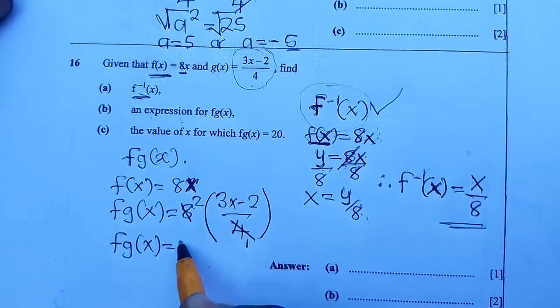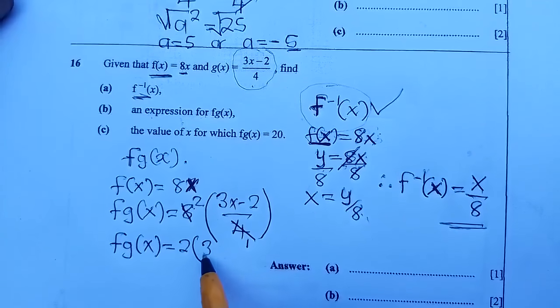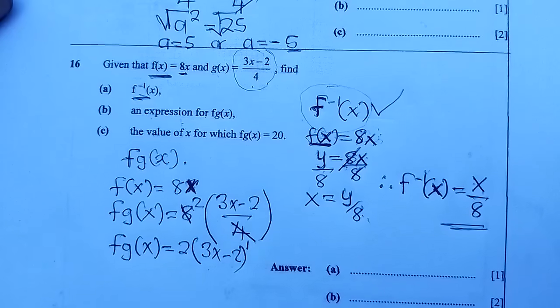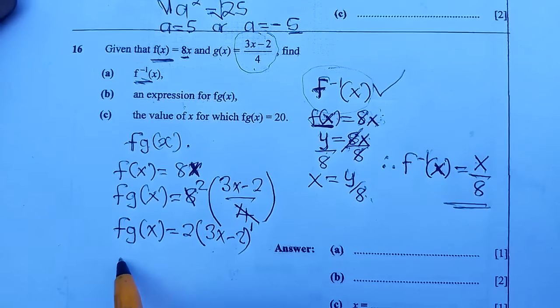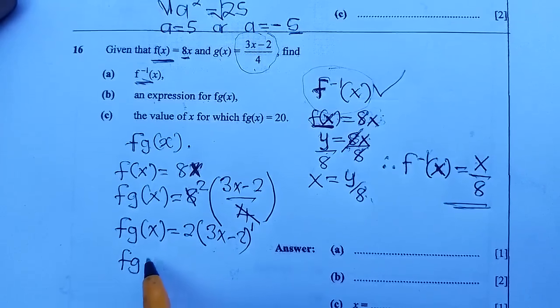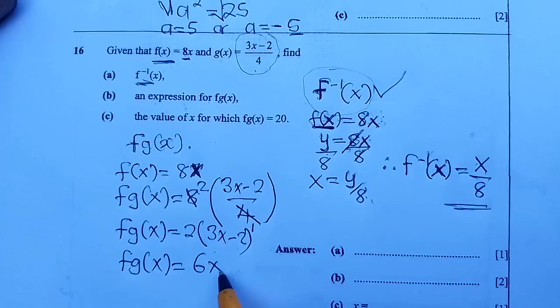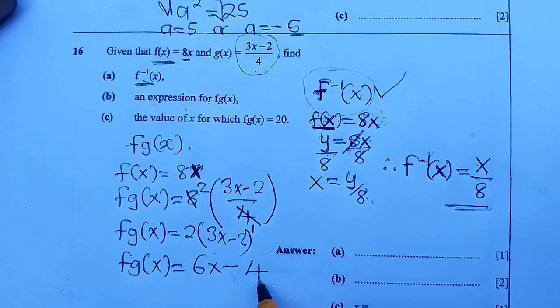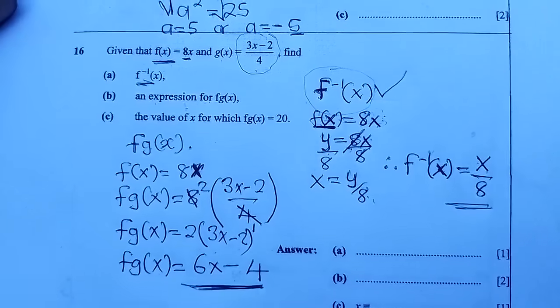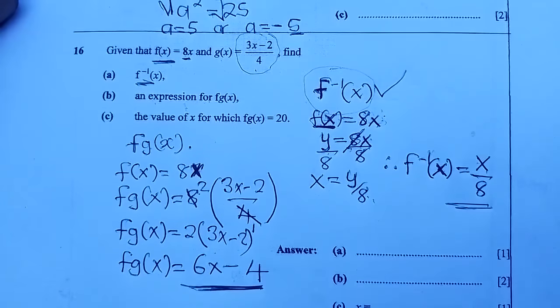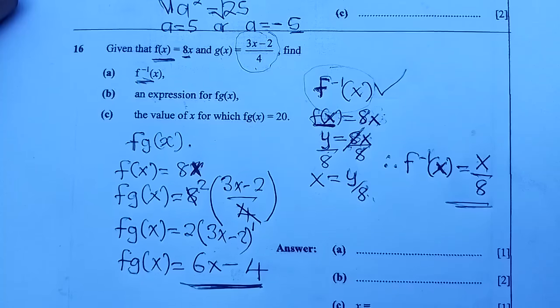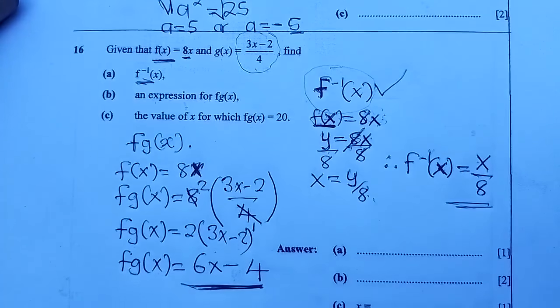So it is 2, open bracket, 3x minus 2, like this. Then you just conclude fg of x is equal to 6x minus 4 there. So this is our answer. Have you seen? This is how you need to work out that one.